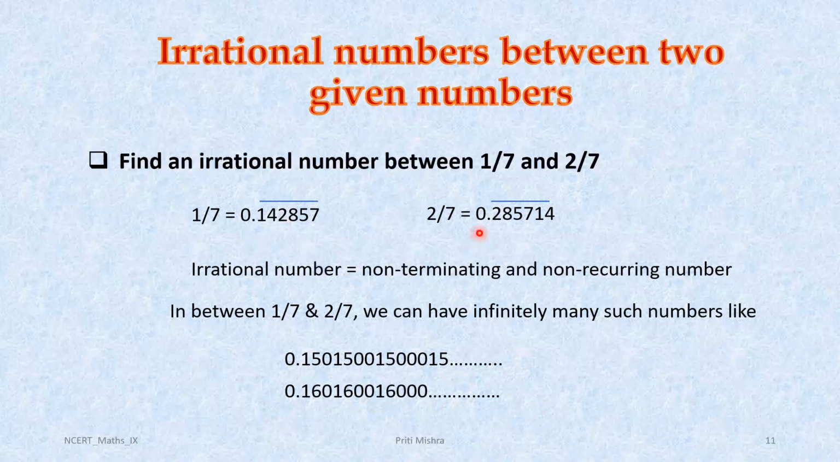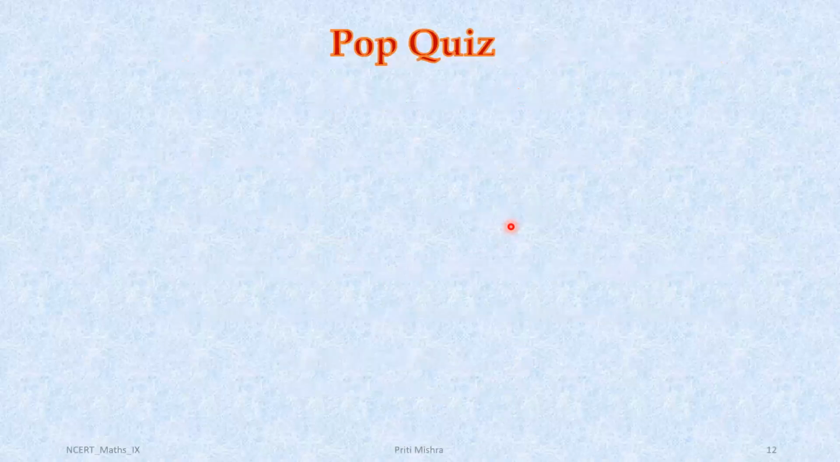One can write 0.2711271111 and so on. And one can write 0.170, 1700, just like this. You can write many more irrational numbers between these two rational numbers.